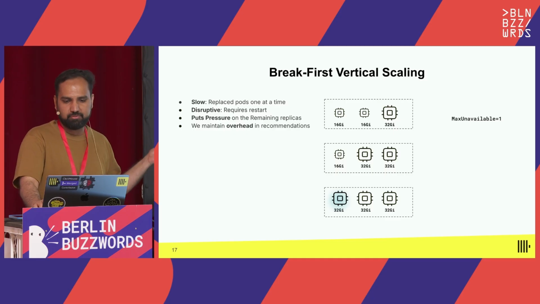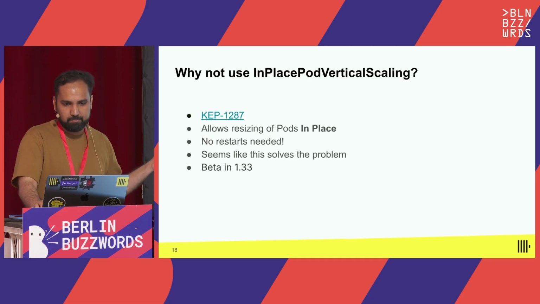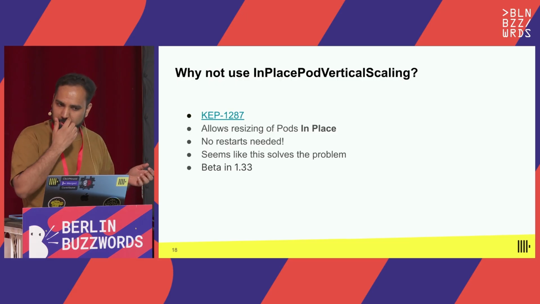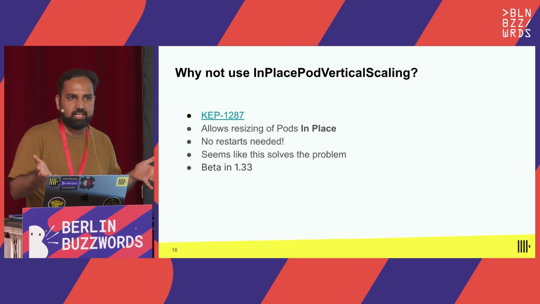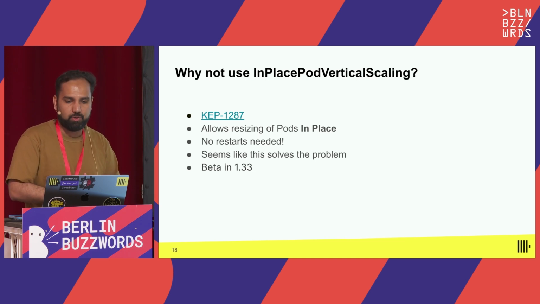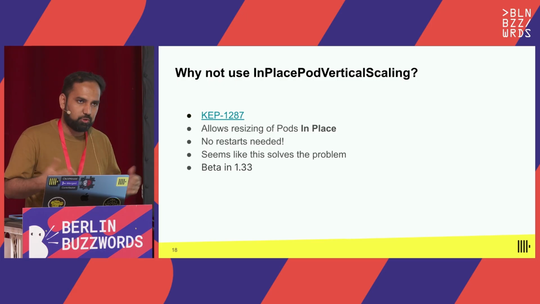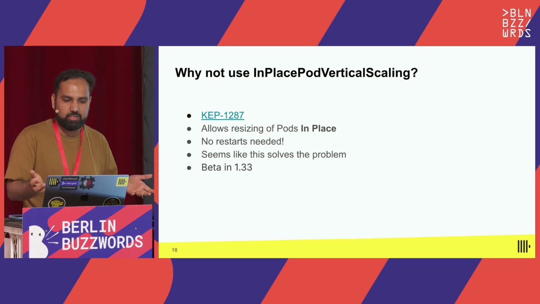And so the alternative is something different, right? If you're a Kubernetes expert, you can ask this question: why can you not do in-place pod vertical scaling, which is this beta feature in Kubernetes 1.33? Uses cgroups v2, no restart needed. So why not just use that?